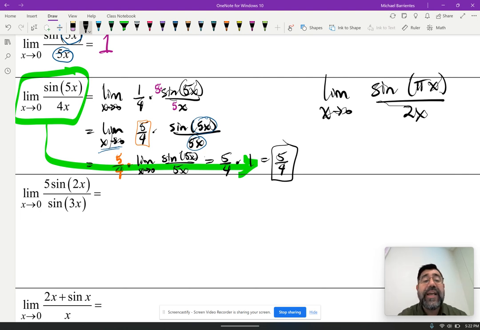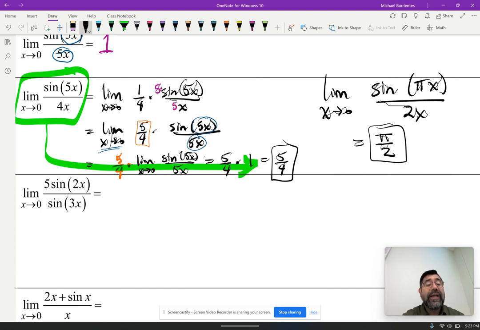I can't use that special limit because when I look at the inside of the sine and the denominator, they're not the same, right? But do you think you can predict what it is? The answer turns out to be pi over 2. That would be the answer. Do you see the pattern now? I hope you do. Use that pattern.